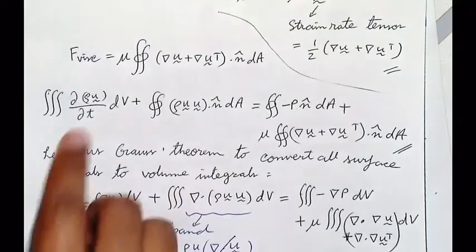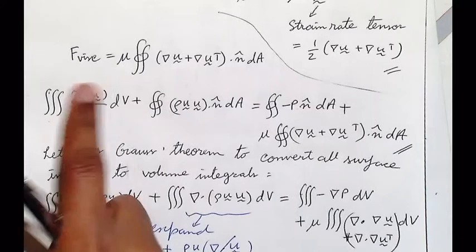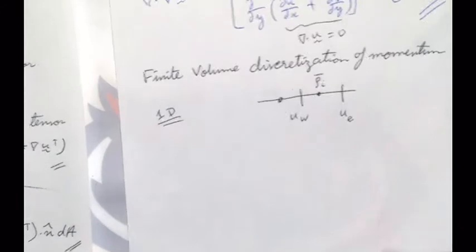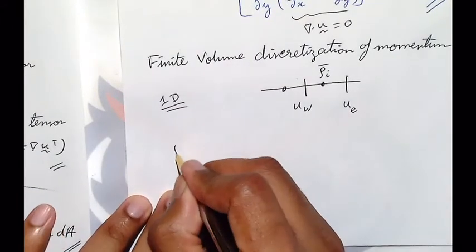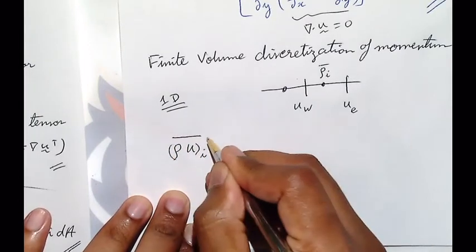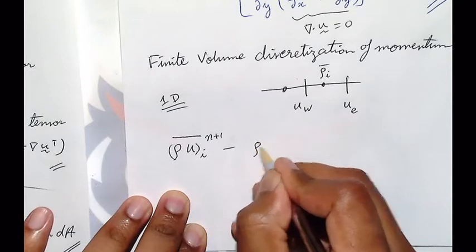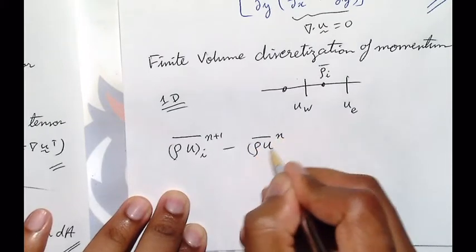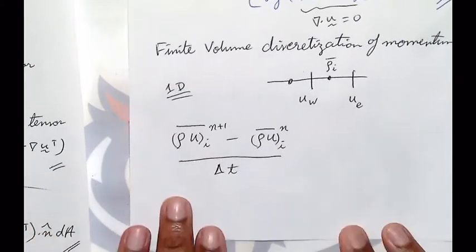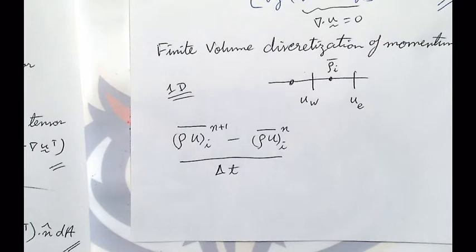Okay, so what do you want me to do with this? You can use rho u instead of rho. Yeah, exactly. So the first term becomes rho u bar at I, n plus 1, minus rho u bar at n, I, over delta t. So that's another thing in finite volume. You keep track of several different variables. So rho u is stored as one variable.